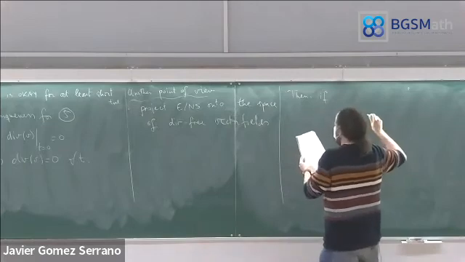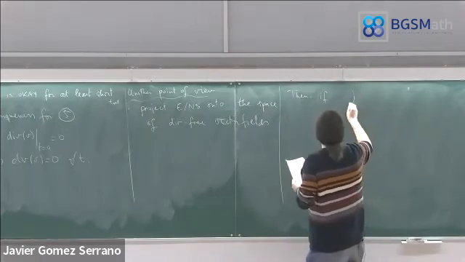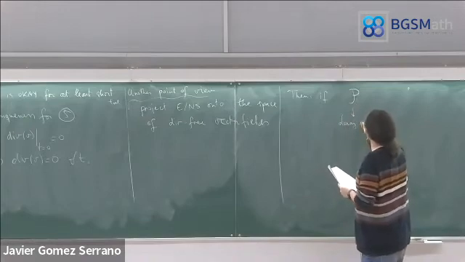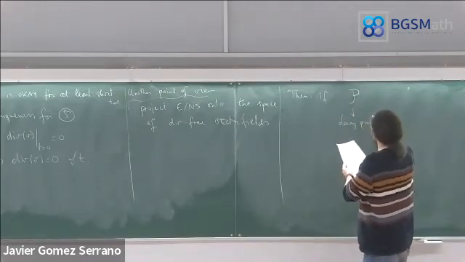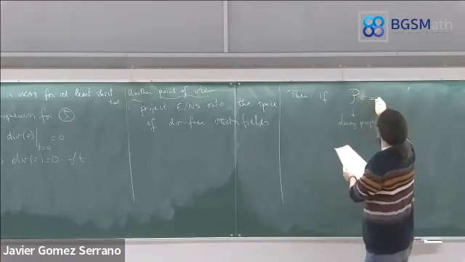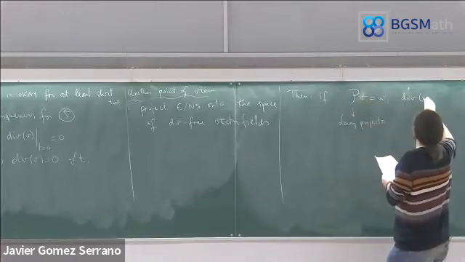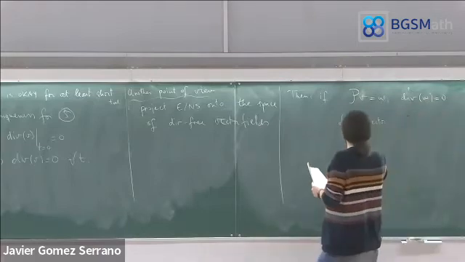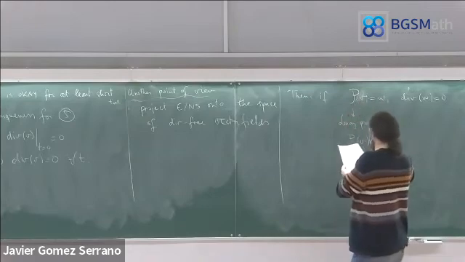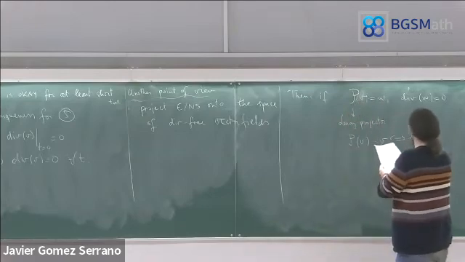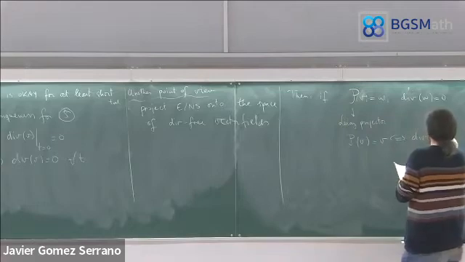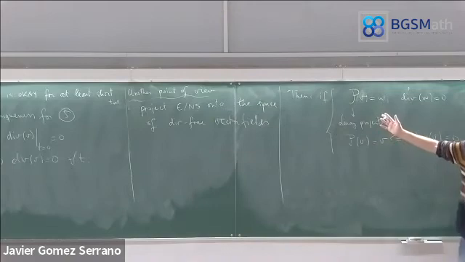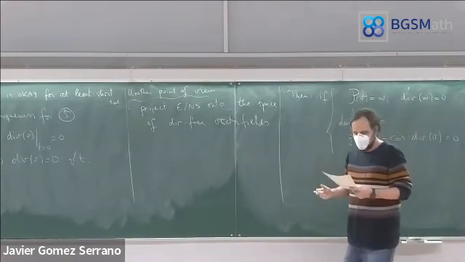If I define P, this is called the Leray projector, of V is equal to W, then the divergence of W is equal to 0. P of V is equal to V if and only if the divergence of V is equal to 0. Okay? So this is the sort of operator that I'm applying onto the equation.